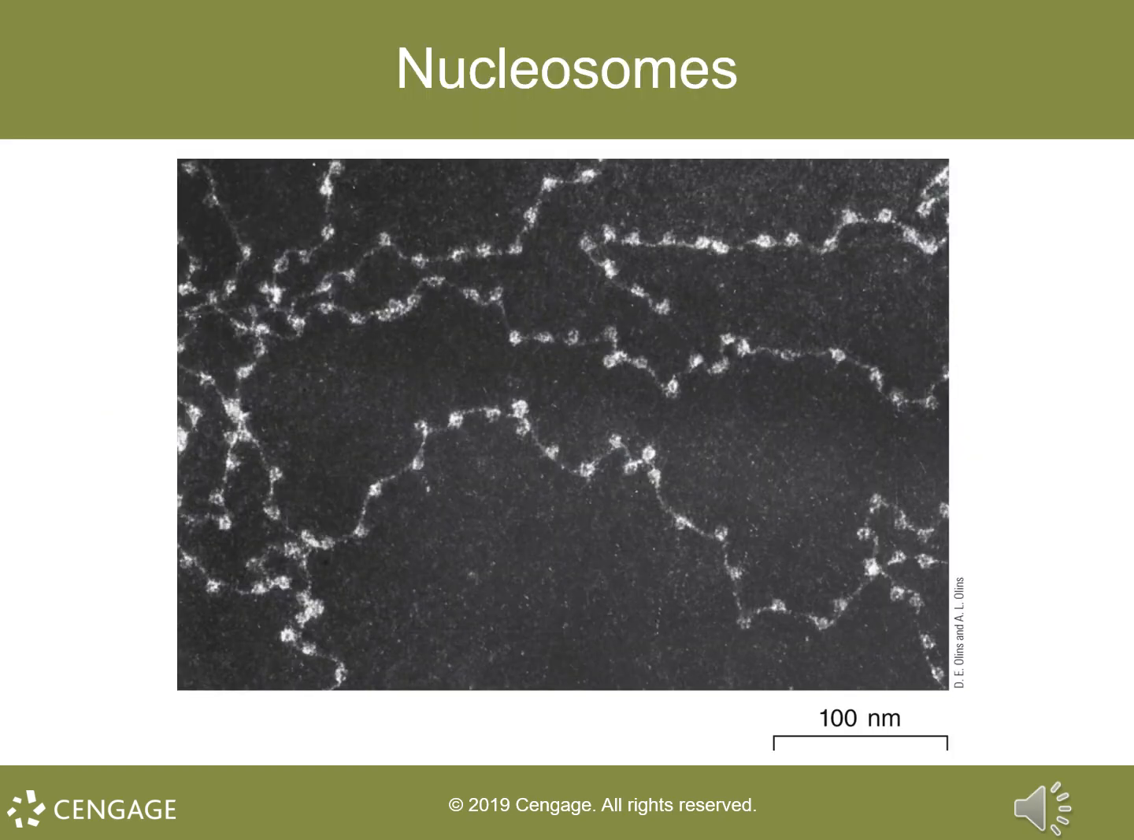Here you can see an electron microscope image of those nucleosomes. You can see they almost look like a string of pearls. Those short 60 nucleotide segments in between each of those little histone sets with the DNA wrapped around them.